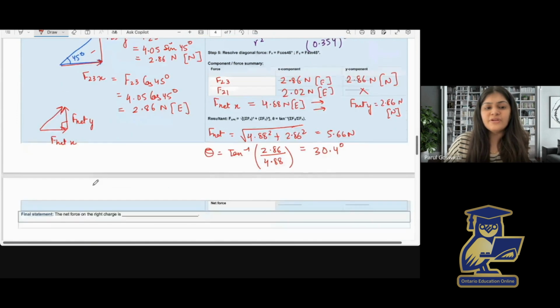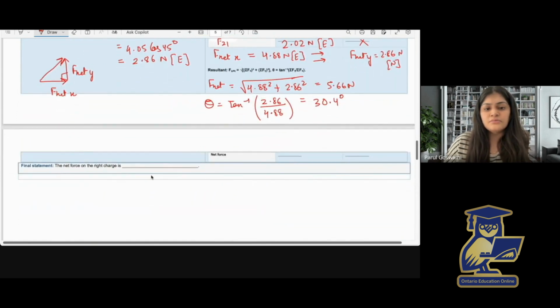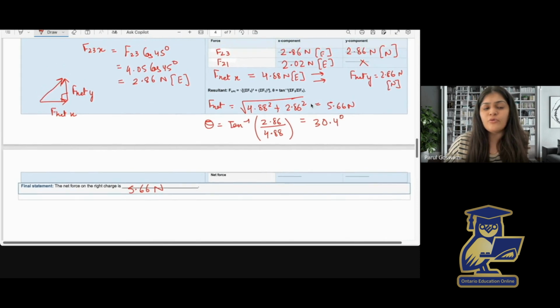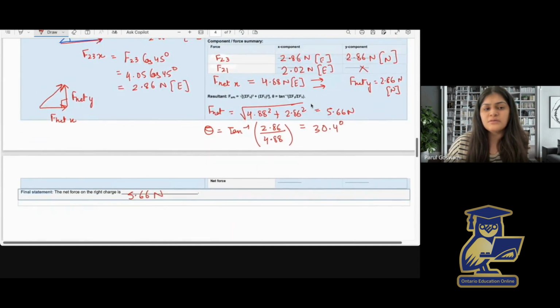So we can write F net is 5.66 Newton, and what is the angle that is being made? 30.4 degrees with the positive x-axis. So the resultant is 30.4 degrees with the positive x-axis. Or you can also say it was initially at east and then moved towards the north. So we can write east 30.4 north.